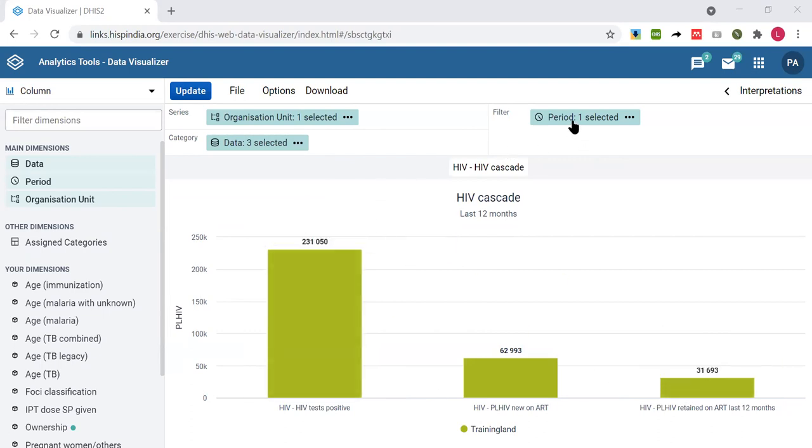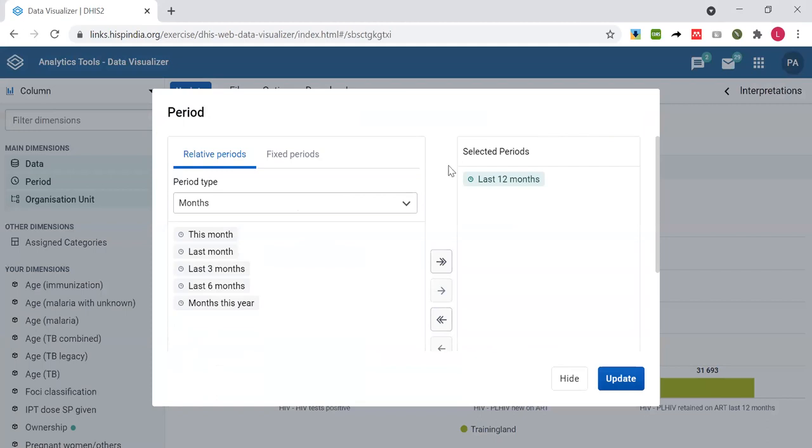Okay. So let us try to edit one by one. I'm going to click on this period dimension here. And now I'm seeing the relative periods. The available relative periods for the months category are mentioned here, and the selected one is last 12 months, right? Let's try to change that a bit. Let me select last 3 months, so I can double click and it goes here. And let me also remove the last 12 months, because it doesn't make any sense to put both of them there. So I just removed last 12 months, and I put last 3 months. Now I can click on update. So let's see what happens.